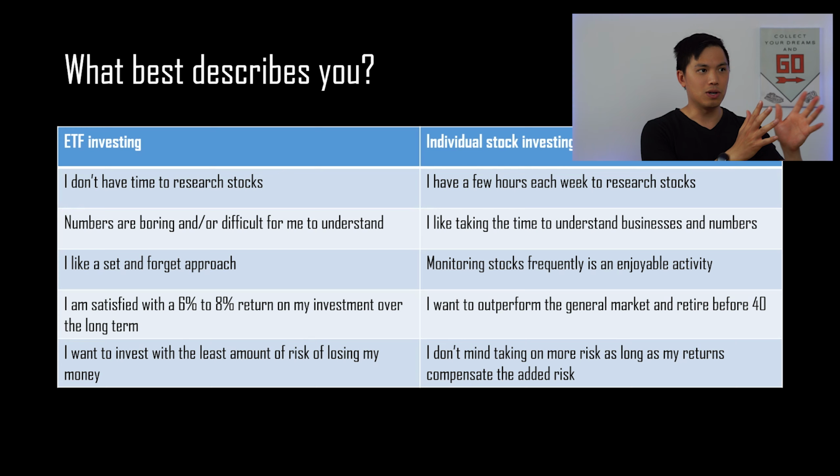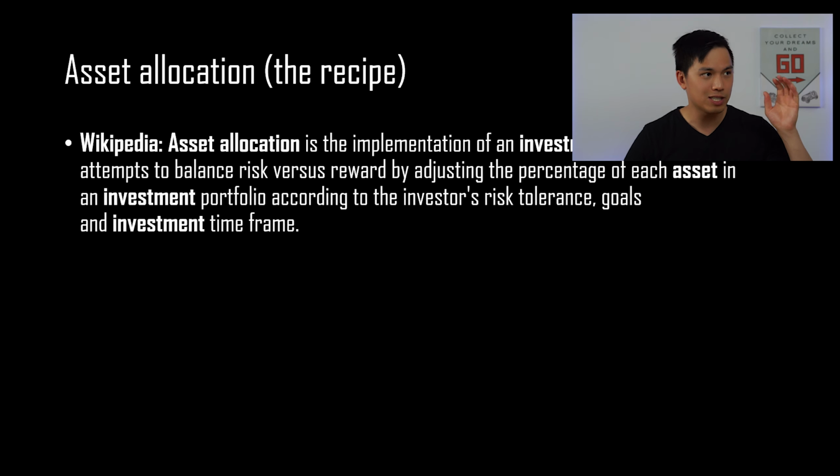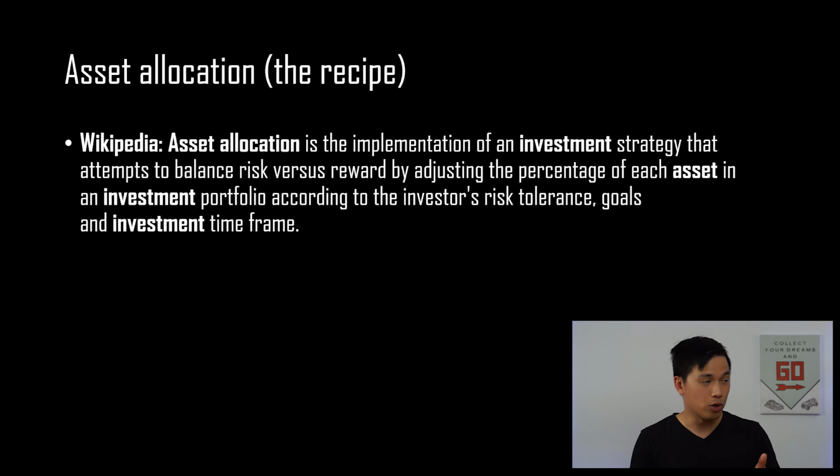Now that you've figured out what type of investor you are, next we have to figure out the recipe, which is the asset allocation. According to Wikipedia, asset allocation is an implementation of an investment strategy that attempts to balance risk versus reward by adjusting the percentage of each asset in an investment portfolio according to an investor's risk tolerance, goals, and investment time frame.